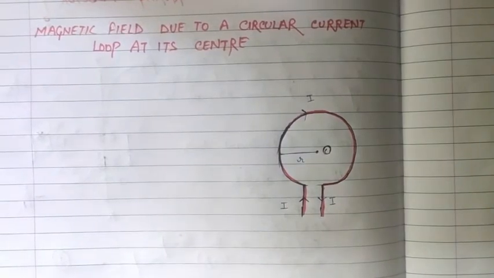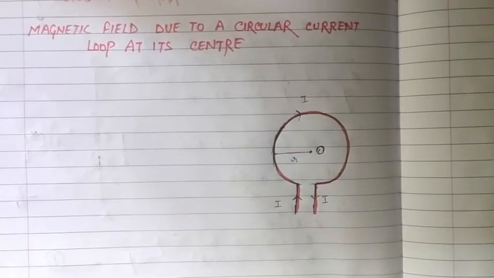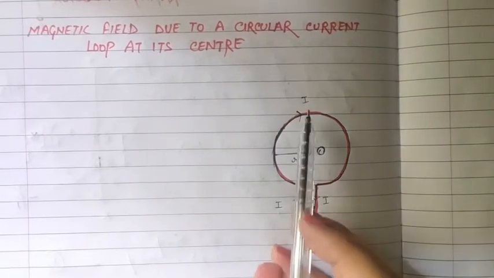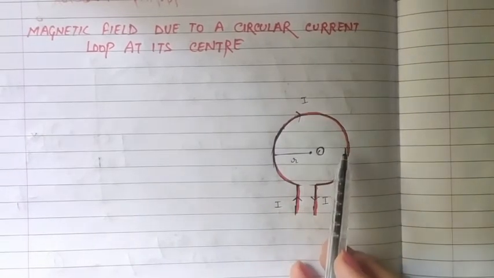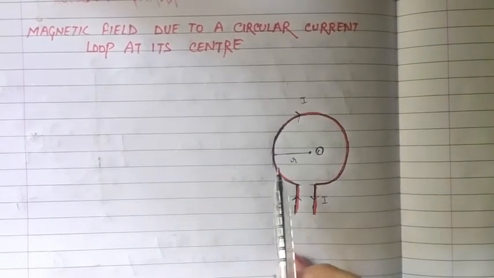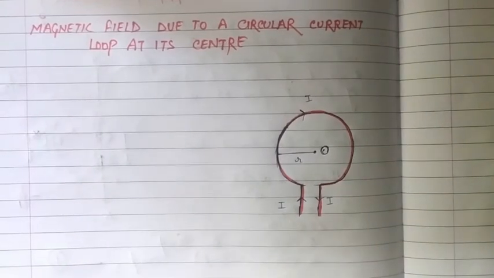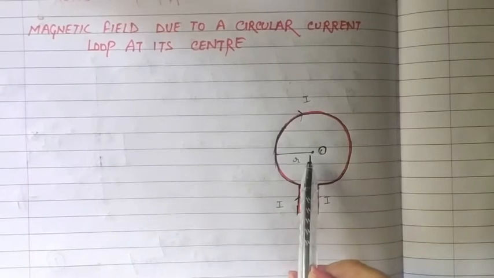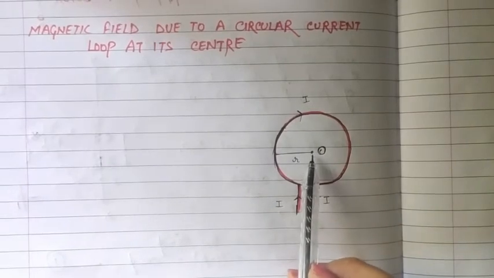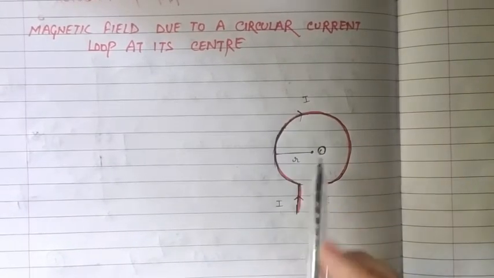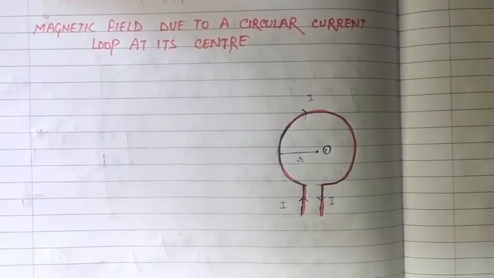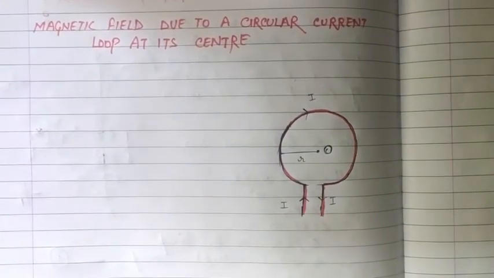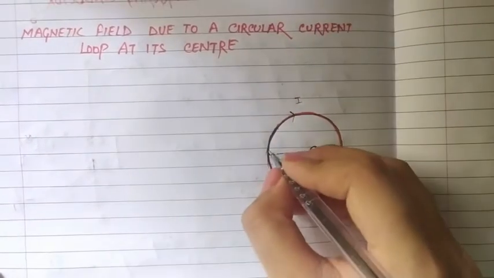Okay, so according to Biot-Savart law, what we will do, we will divide it into separate segments or small current elements and find the magnetic field because of a single current element at point O and then integrate that magnetic field for the whole loop. So let us consider a small current element of length dl vector of the loop. I am considering it here.